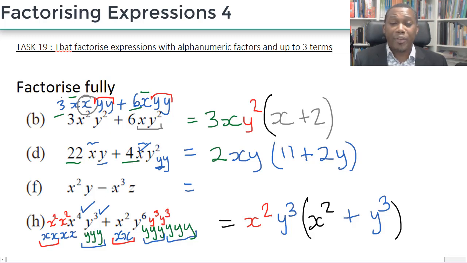The lowest power of x is x squared, so that's going to be the common factor. You could write it out the long way. You choose which strategy you prefer. And then y and z, there's nothing in common, no other letter in common. It's just the x squared that's coming out.